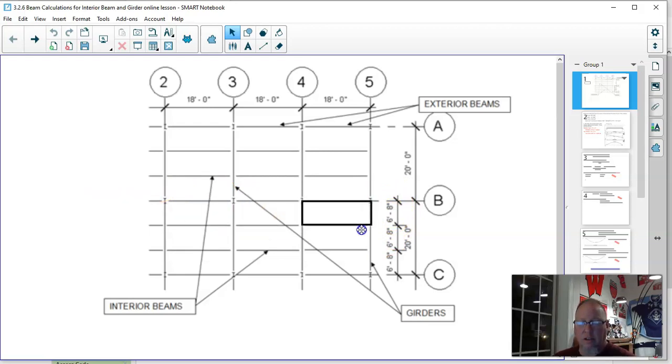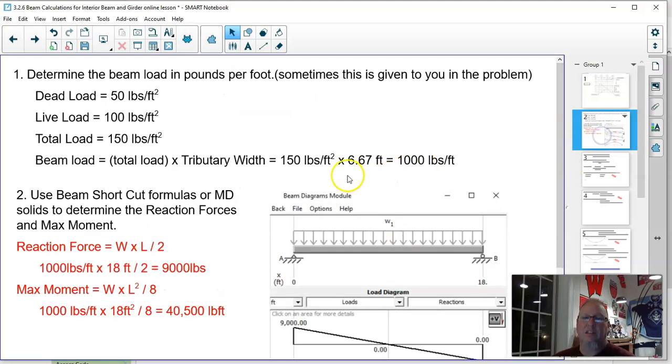6 foot 8 inches. But that's not really how you show a tributary width, because the tributary width means it's the area around the beam. So half of this side of the beam transfers to it and half of this side carries to it, which is basically the same size as the opening in between beams. So 6 foot 8 inches translates to 6.67 feet. When I calculated that, I got 1,000 pounds per linear foot. Moving on to problem number 2.